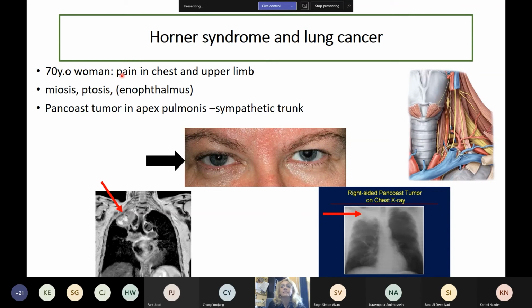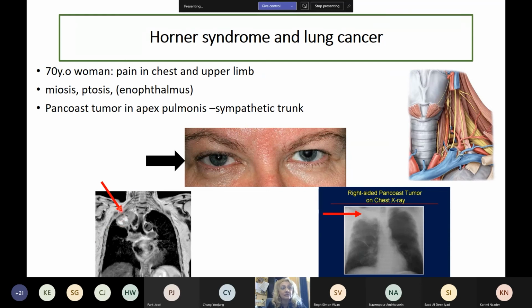This woman had pain in the chest and upper limb, and by examining, it turned out at the end that she had a tumor in the lung. Here there was lung cancer in the apex of the lung, which has a name, Pancoast tumor. And why did she have chest and upper limb pain?